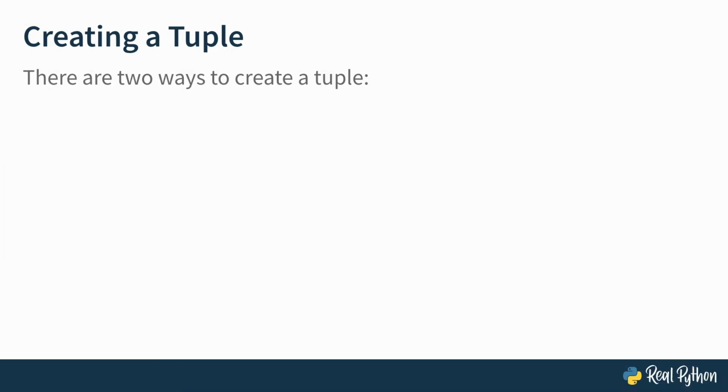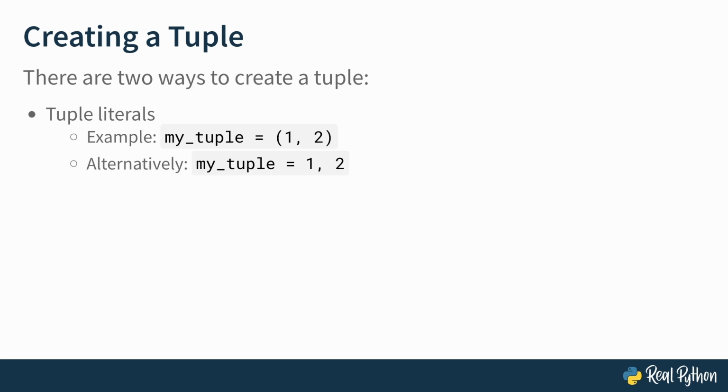There's two main ways to create a tuple. The first would be to use a tuple literal. This is where you use the literal syntax of comma-separated values wrapped in parentheses to define a tuple. For example, this line of code creates the variable my_tuple, and within it stores a tuple with the integer values 1, 2. Alternatively, because tuple is the default sequence type, you can omit the parentheses and the results will be the same.